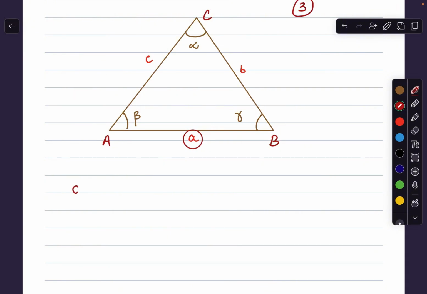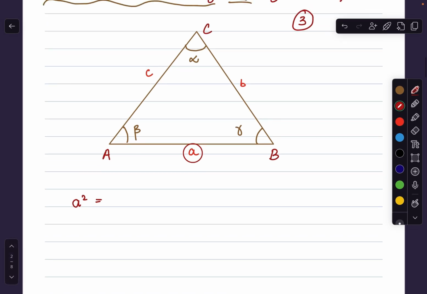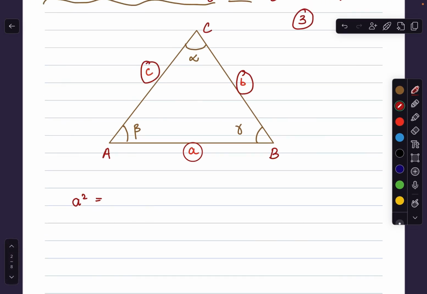So it means it would be a square, you're finding out the one side. Now you have to get the squares of the other two sides. That would be b square add with c square. After that, you have to subtract 2 times again the two sides that you have taken, b square and c square. So times by -2 times by bc, b times by c, and then cos of the included angle.